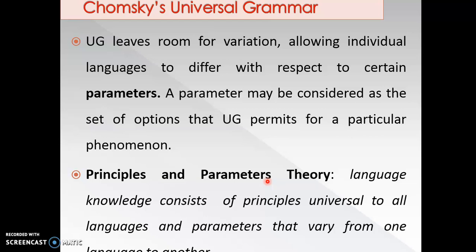Okay, so universal grammar leaves room for variation, allowing individual languages to differ with respect to certain parameters. A parameter might be considered as the set of options that universal grammar permits for a particular phenomenon. Then we're going to analyze which those parameters could be. And so we have the principles and parameters theory or framework coined by Chomsky, in which language knowledge consists of principles universal to all languages and parameters that vary from one language to another. So I hope after all these examples, after all these words, which are quite repetitive, that you got the idea of a principle and a parameter.